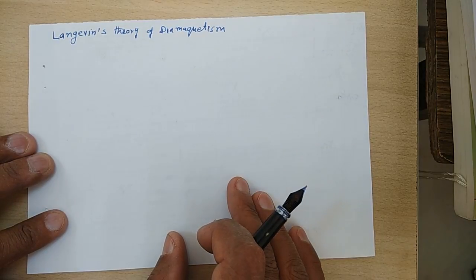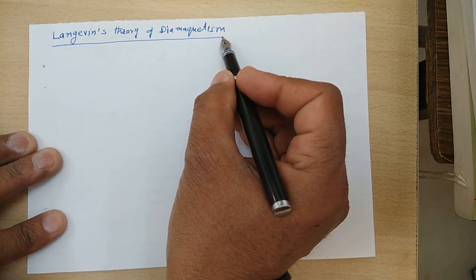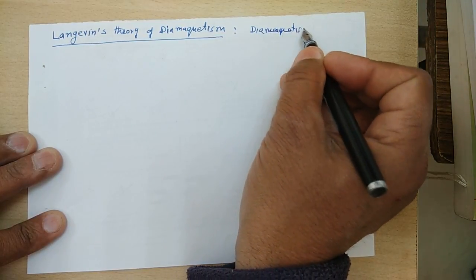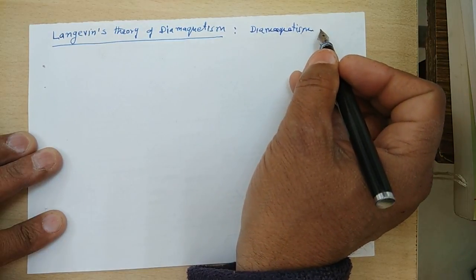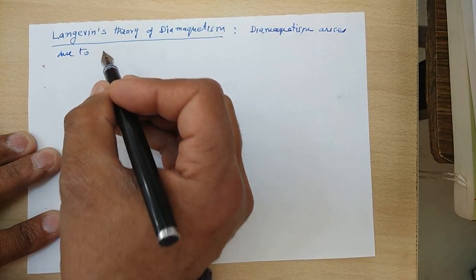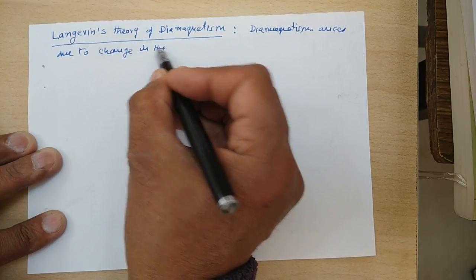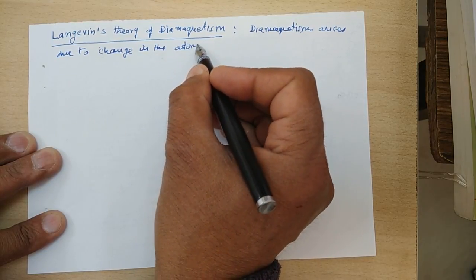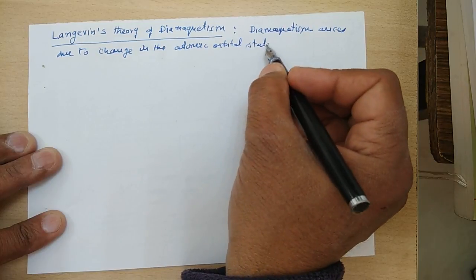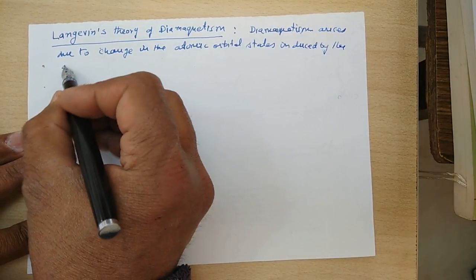In this video, we will discuss Langevin's theory of diamagnetism. So we know that diamagnetism in the material arises due to change in the atomic orbital state induced by the applied magnetic field.